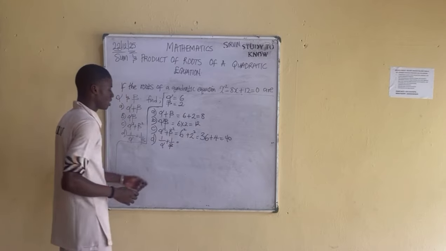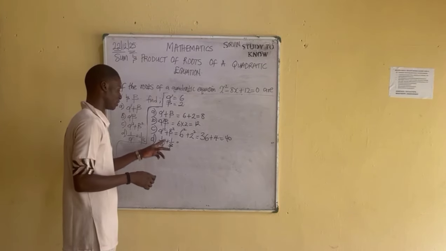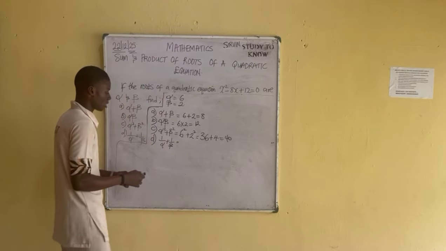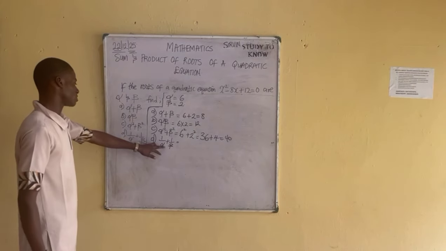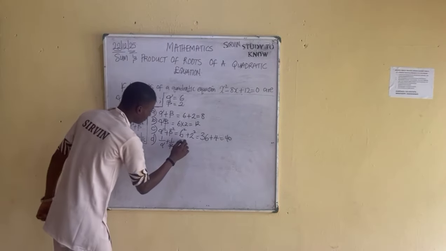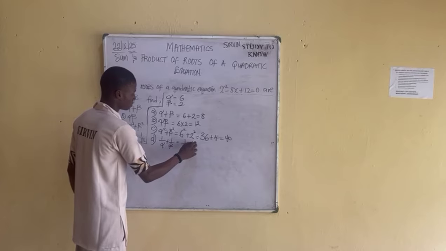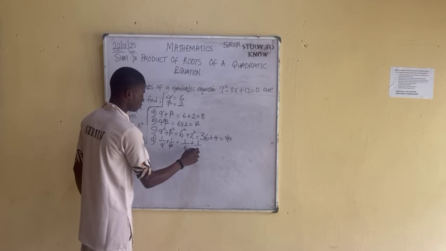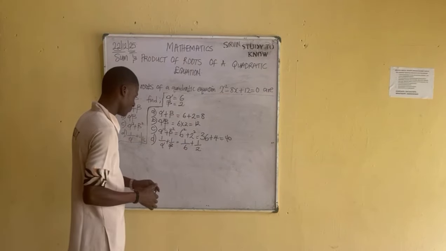Then B, 1 over alpha plus 1 over beta. Whenever you have two fractions demarcated by plus or minus, the first thing that should come to your mind is using LCM to simplify. But since I know what alpha is already and what beta is, I'll just substitute alpha and beta. So I'm having 1 over alpha, which is 6, plus 1 over beta, which is 2. So 1 over 6 plus 1 over 2.